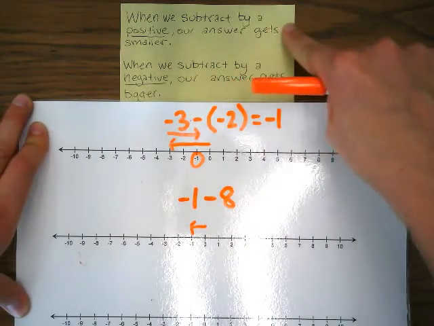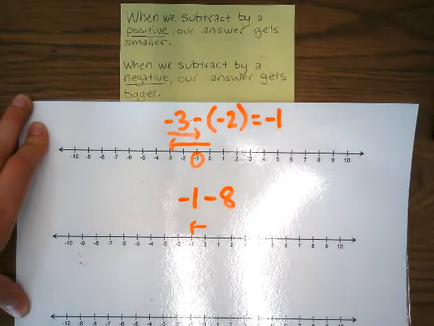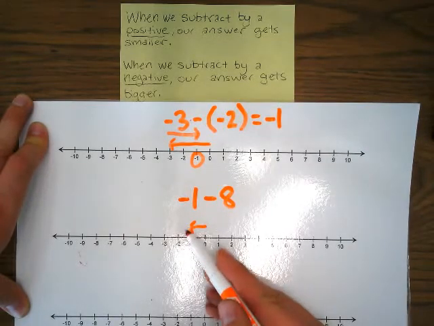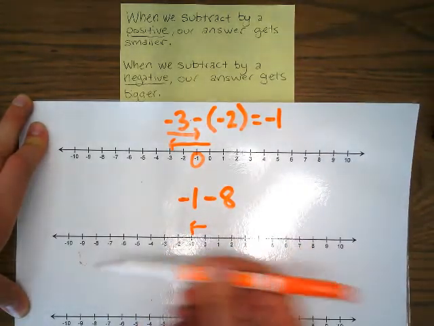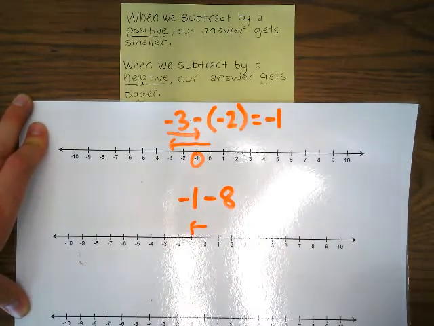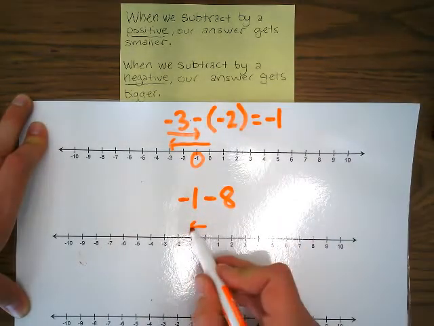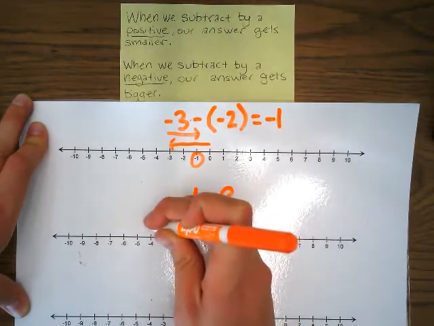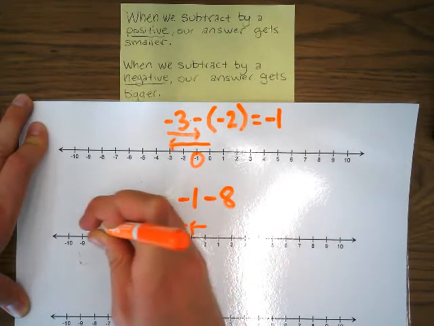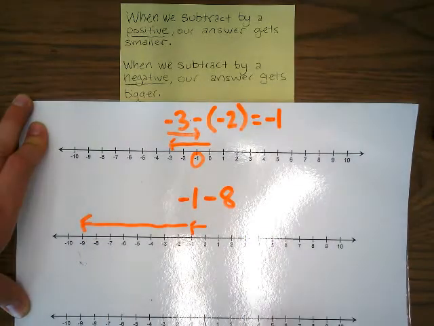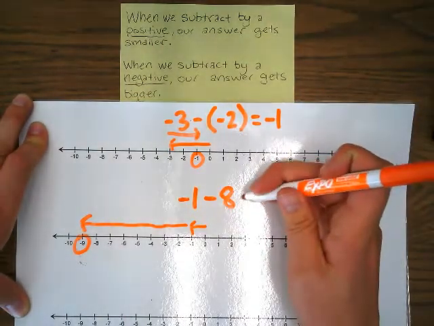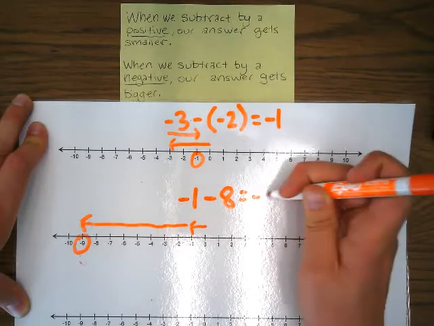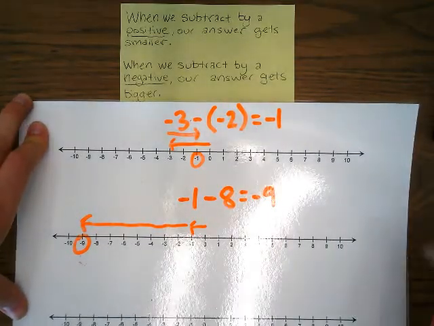And when I subtract by a positive number, I know that my answer is supposed to get smaller. So since our answer is supposed to get smaller, I know that I need to go to the left on the number line because that's where the numbers are smaller. So I'm going to start where I left off and go 8 to the left. 1, 2, 3, 4, 5, 6, 7, 8. And I landed on -9. Therefore, -1 minus 8 equals -9.